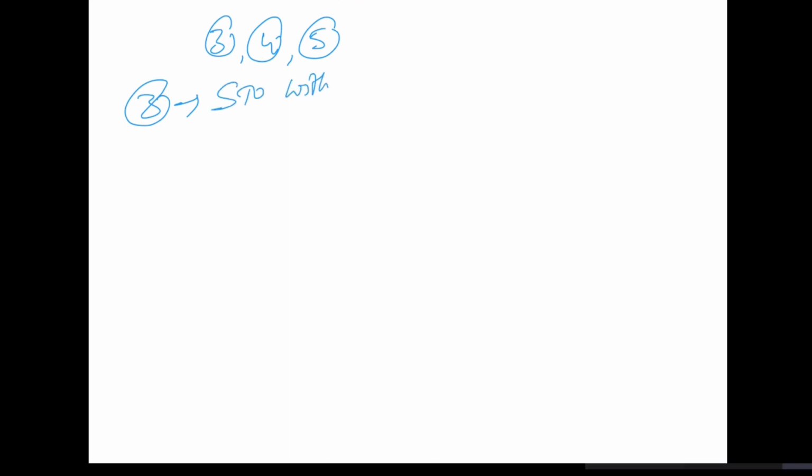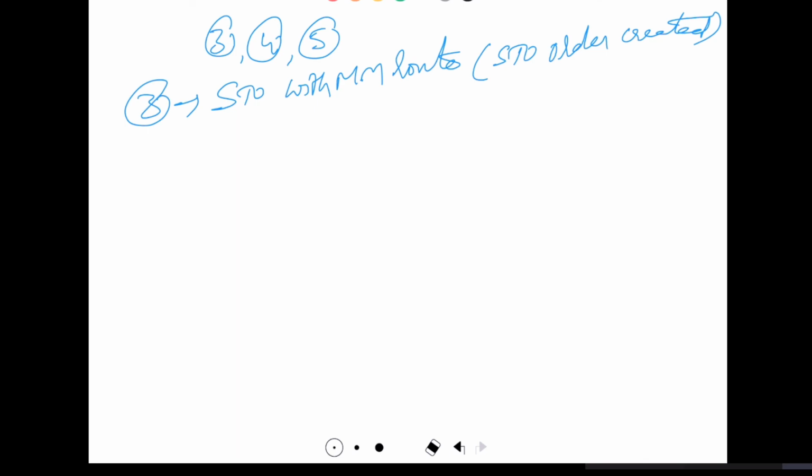Now let's see all together. The major processes are 3, 4, and 5. What is the 3? STO with MM route. MM route is nothing but a plant to plant transfer only, but we are creating an STO order. STO order is created here.